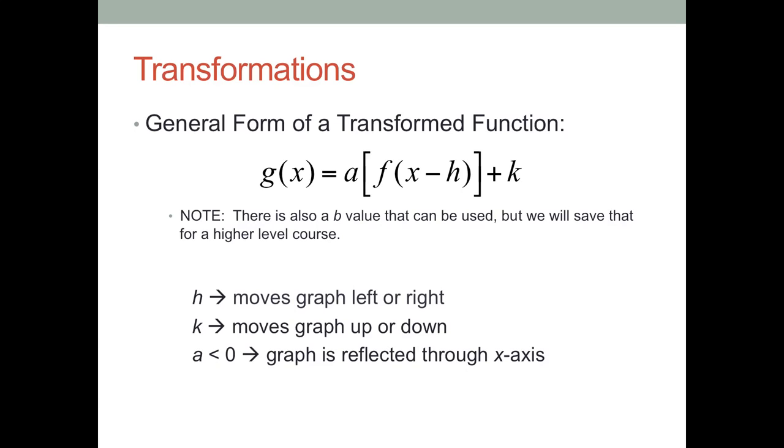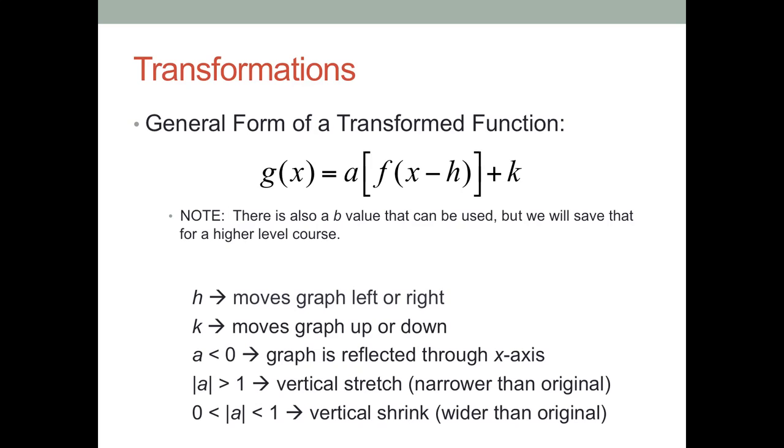And then a serves two purposes. If the a is negative, something less than 0, then that tells us our graph is going to be reflected through the x-axis. We can also look at a in terms of the number itself, so ignoring the negative sign and just looking at the number. The mathematical way of saying that is taking the absolute value of a.